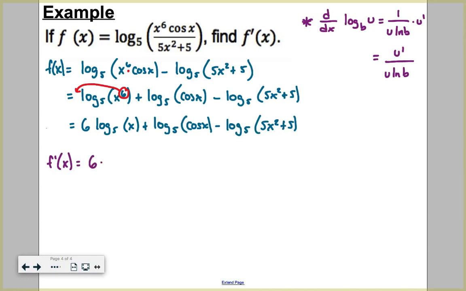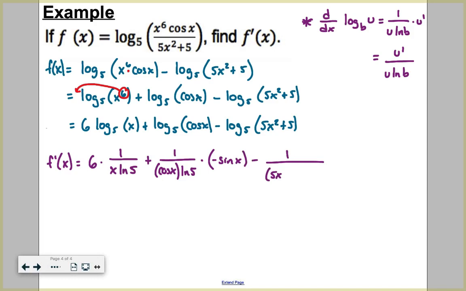So let's see, we're going to get 6 times 1 over the inside, which is x, times the natural log of the base, which is 5, and then times the derivative of the inside, but the derivative of x is just 1, so we don't need to write that. Then we get plus 1 over the inside, which is cosine of x, times the natural log of the base, which is 5. And this whole thing is going to be multiplied by the derivative of the inside, so negative sine of x. And then minus 1 over the inside, which is 5x squared plus 5, times the natural log of the base, which is 5. And then we have to multiply that by the derivative of the inside, which is just going to be 10x. And now we're just going to simplify from here.